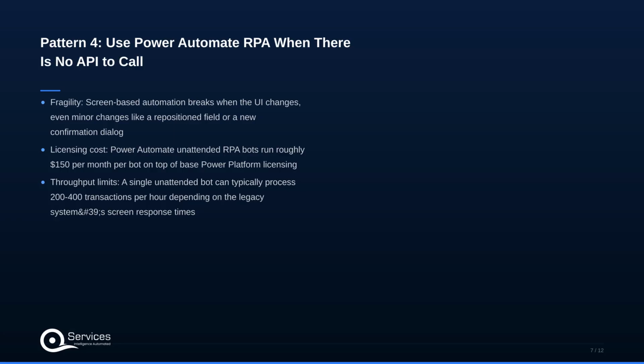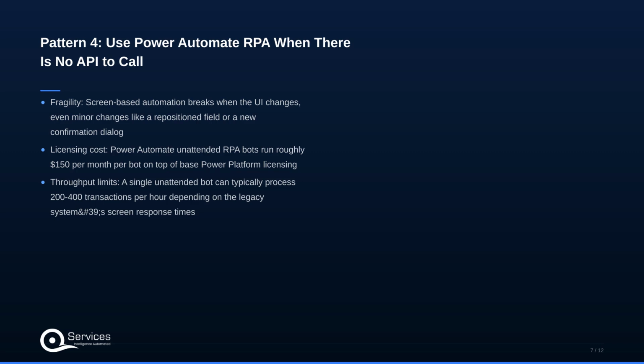Pattern 4, use Power Automate RPA when there is no API to call. This is the pattern nobody wants to use but sometimes is the only option. Some legacy core banking systems, particularly older in-house COBOL platforms or Metavante era systems, have no API surface at all. The only interface is a green screen terminal or a Windows desktop application. Power Automate Desktop's RPA capabilities can automate these interfaces directly.